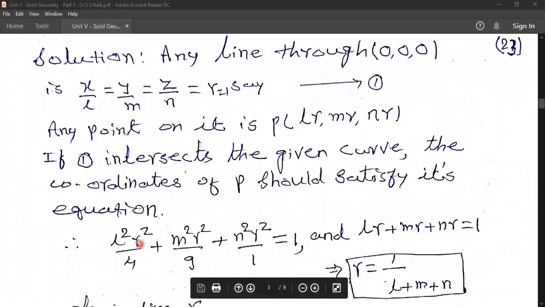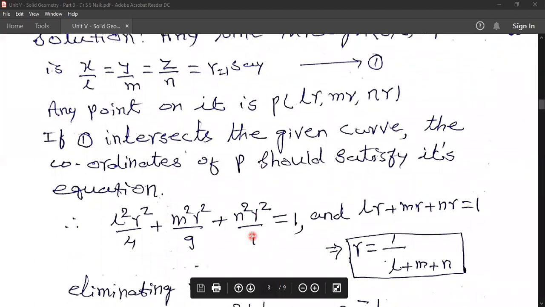Therefore, x squared upon 4 becomes l squared r squared upon 4, y squared upon 9 becomes m squared r squared upon 9, then plus z squared upon 1 becomes n squared r squared upon 1. So this is also equal to 1.